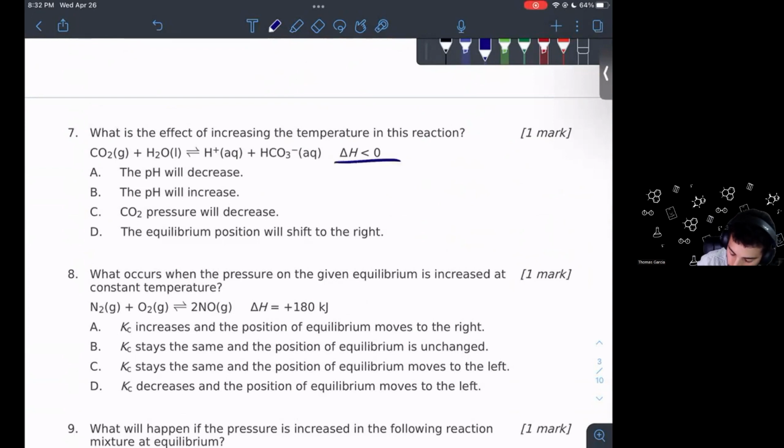What is the effect of increasing the temperature in this reaction? So we know that this reaction has a delta H of less than 0, which means it's exothermic. So if we change temperature, specifically increasing, when we increase temperature on an exothermic reaction, we are shifting it backwards. Okay, that's really important to note. So as we shift it backwards from increasing temperature, we have to kind of figure out what's going to happen here.